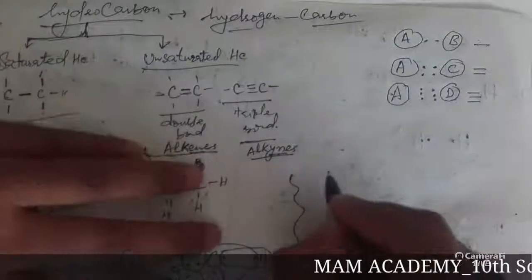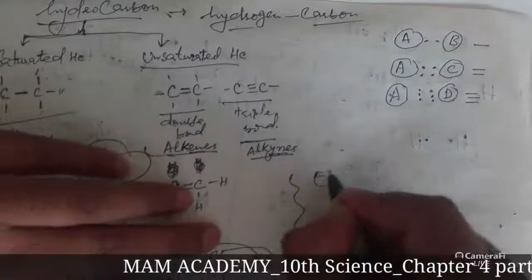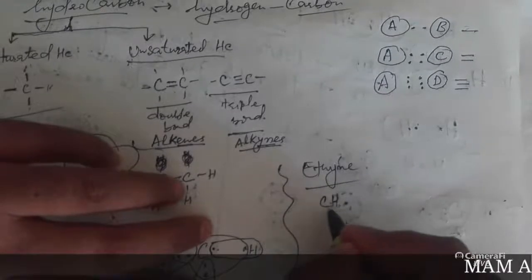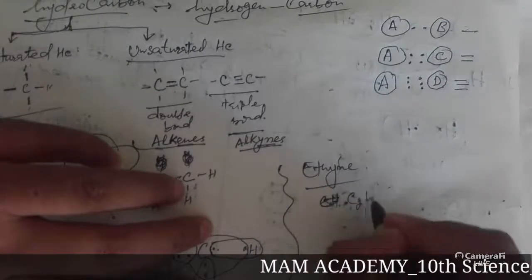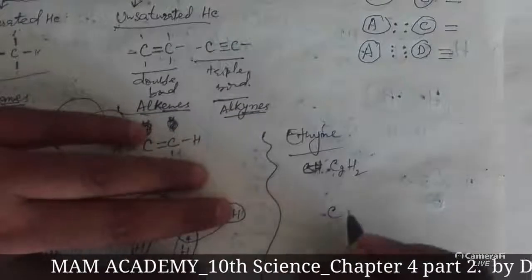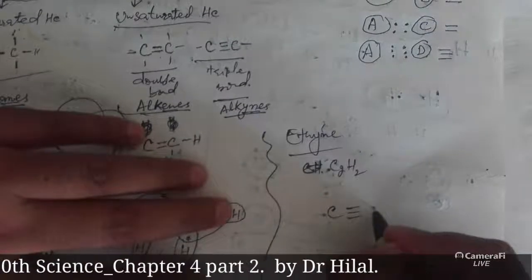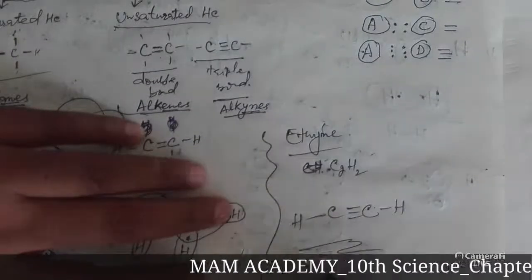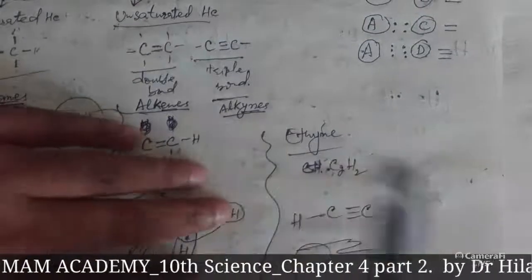Why is it a double bond? Students, you have to try to draw the electron dot structure of ethyne. How is ethyne? It is C2H2. The molecular structural formula will be like this. So I want from the students the electron dot structure of it.